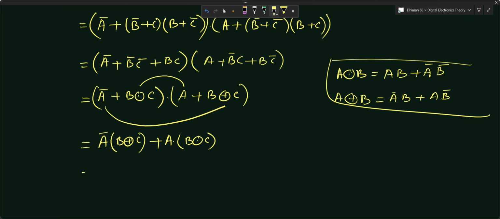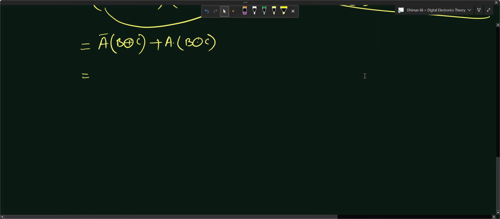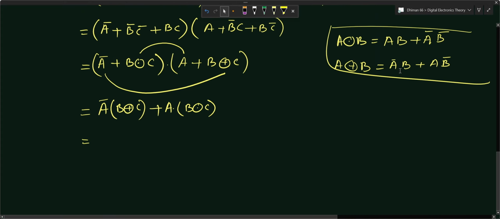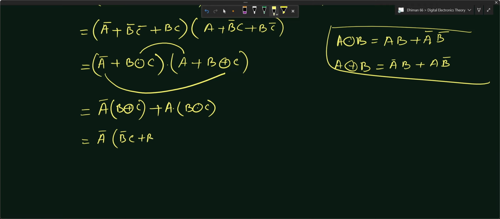Now we can again expand this given XOR operation and XNOR operation. How can we expand this? Using this formula only; we will use this formula for finding out the XOR and XNOR operations. So we can write a bar multiplied with (b bar c plus b c bar), plus a multiplied with (b c plus b bar c bar).